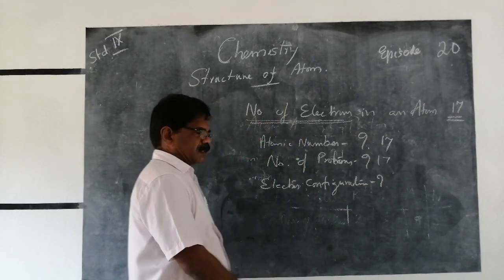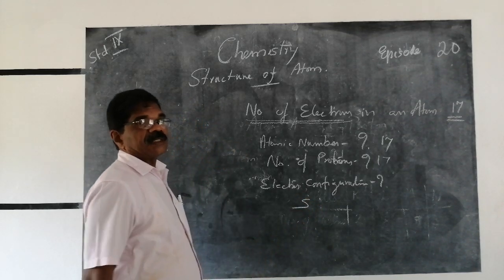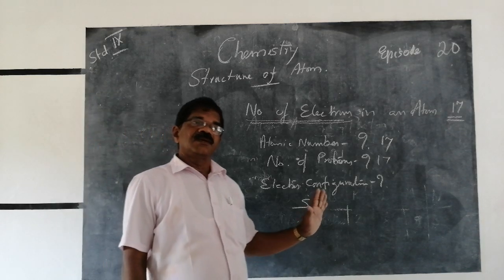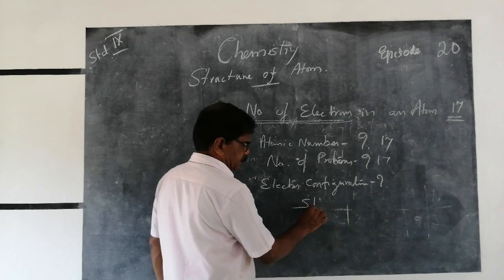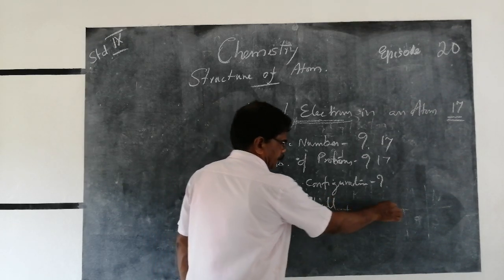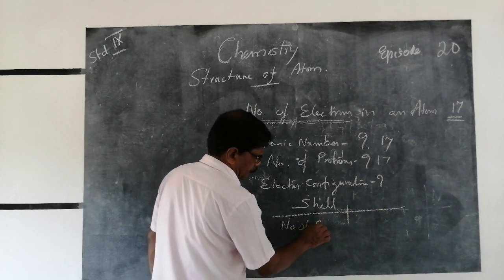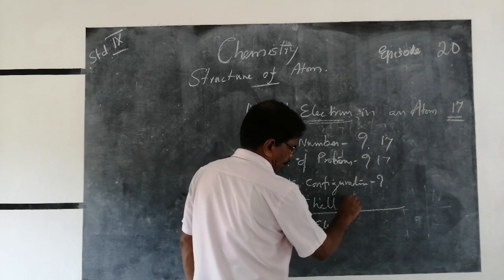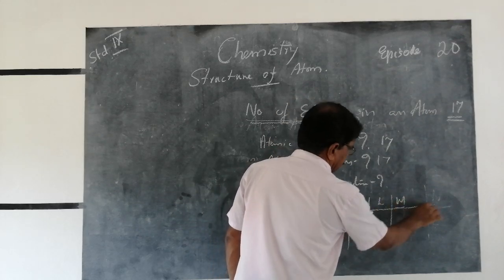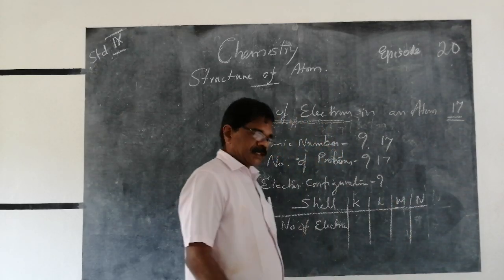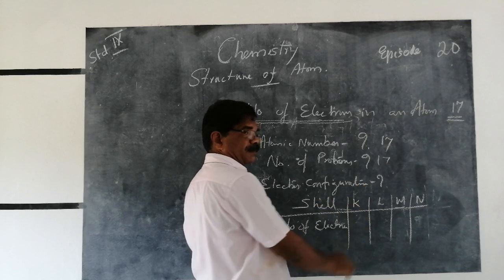Then we can write the electron configuration. How can we write the electron configuration? Please note that whenever you write the electron configuration, you draw columns. First column, shell. Second column, number of electrons. Shells K, L, M, N. Then the number of electrons, 17.